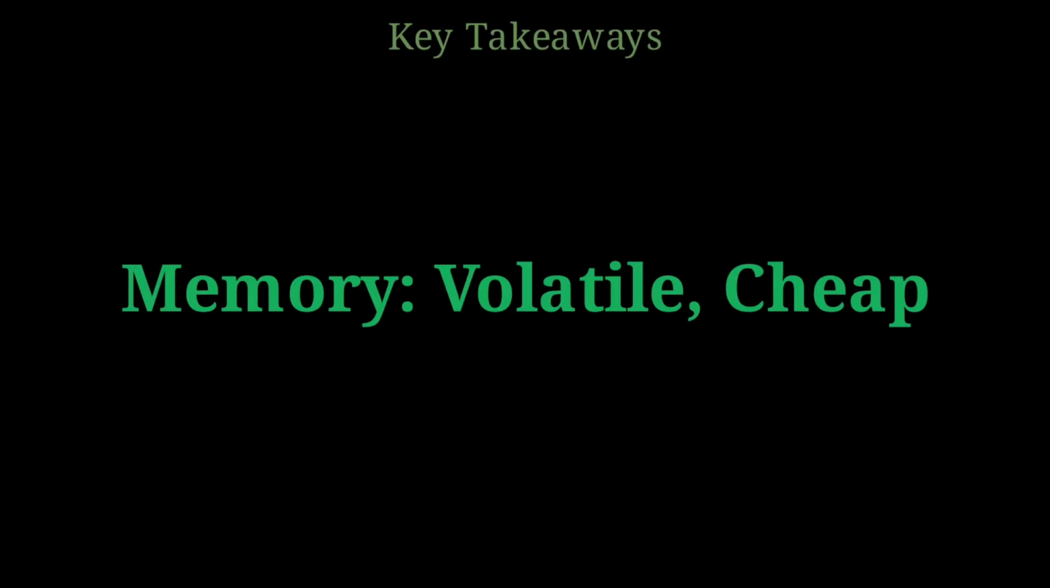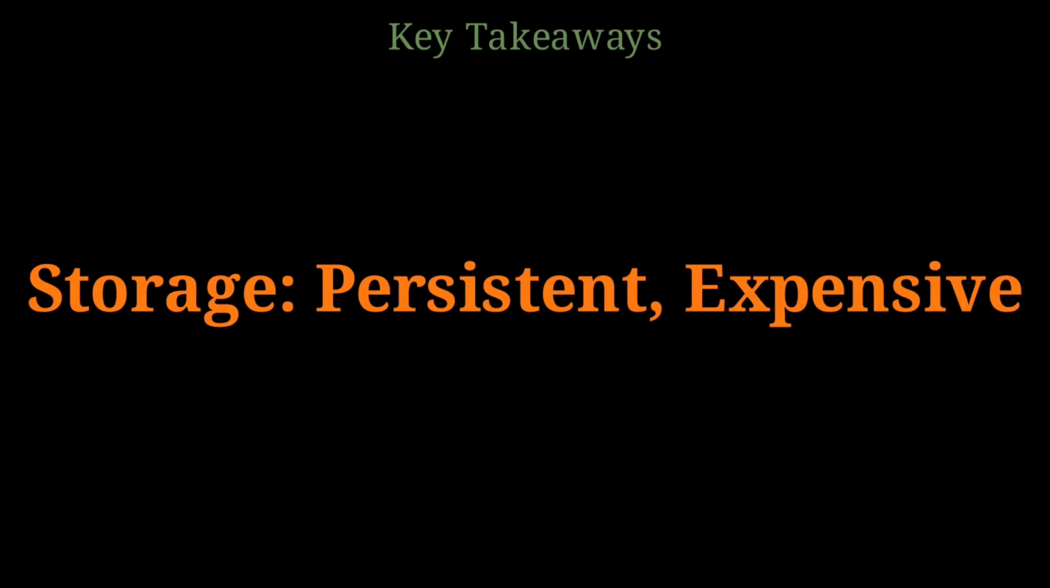Let's recap what we've learned. Memory is volatile and cheap. Use it for temporary data that only needs to exist during a transaction. Storage is persistent and expensive. Use it only for data that absolutely needs to live on the blockchain permanently. Understanding when to use each one is crucial for writing efficient smart contracts. In our next video, we're going to explore control flow and learn how the EVM handles jumps and conditional logic.